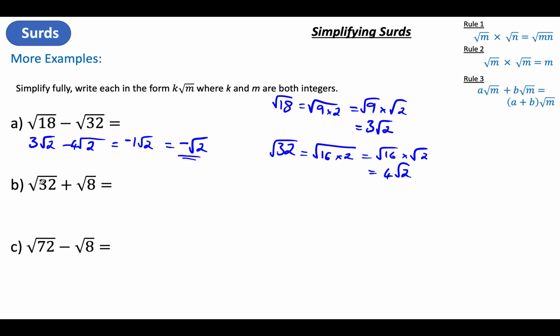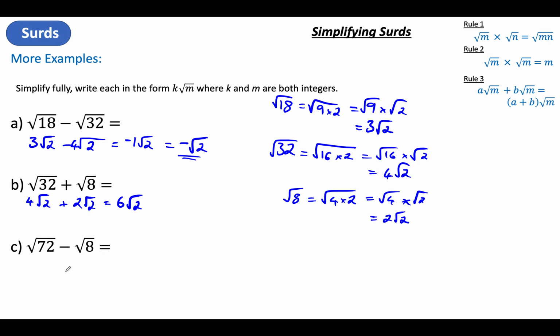Right, root 32. Now I've already done root 32, so I don't need to work that one out again. So I can just put 4 root 2. I'm going to add root 8 to it. Let's just do a bit of rough work over here. Root 8 is the same as, well, it's a square number that divides 8. Well, 4 does. So that's the same as 4 times 2, which makes 8. We can put them as separate square roots because of rule 1. And then the square number I can square root. So 2 root 2. See, and now I can add them together, can't I? Because it will work. 4 root 2 plus 2 root 2 is 6 root 2.